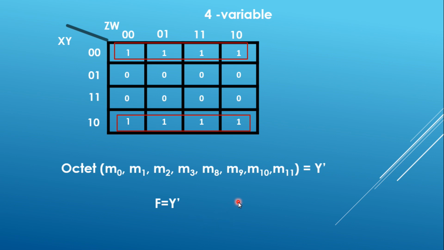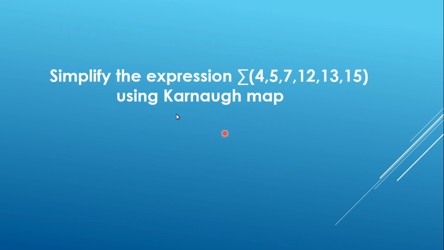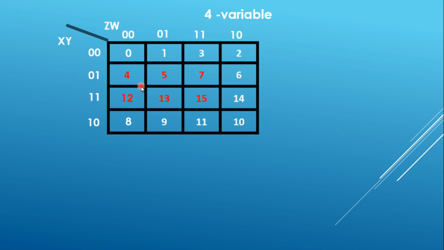You could be given such a question in this format where, in the cardinal form, you are specified that you have to consider the sum of these terms and minimize this expression using Carnot map. As you can already understand, these are the term numbers, and here is where you have to specify 1 in the map. So you will be putting ones here.